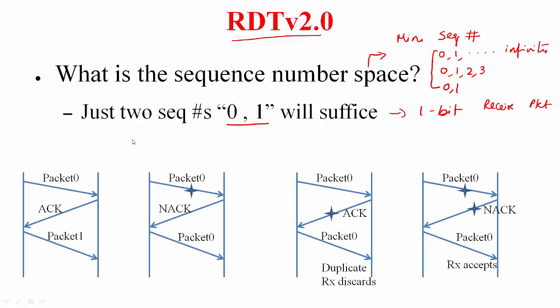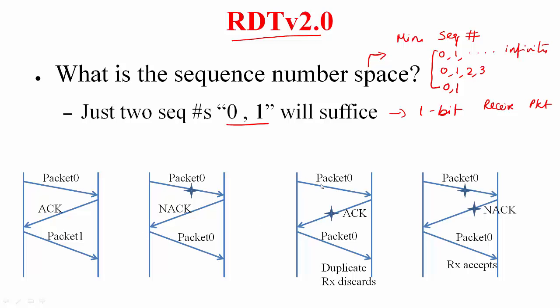So here is RDT version 2 in action. So you sent a packet, it reached fine, ACK also reached fine, you move on to the next packet. In this case, you sent a packet but it got corrupted, thereby you are sending a negative acknowledgement. Because of this, you are resending the packet.